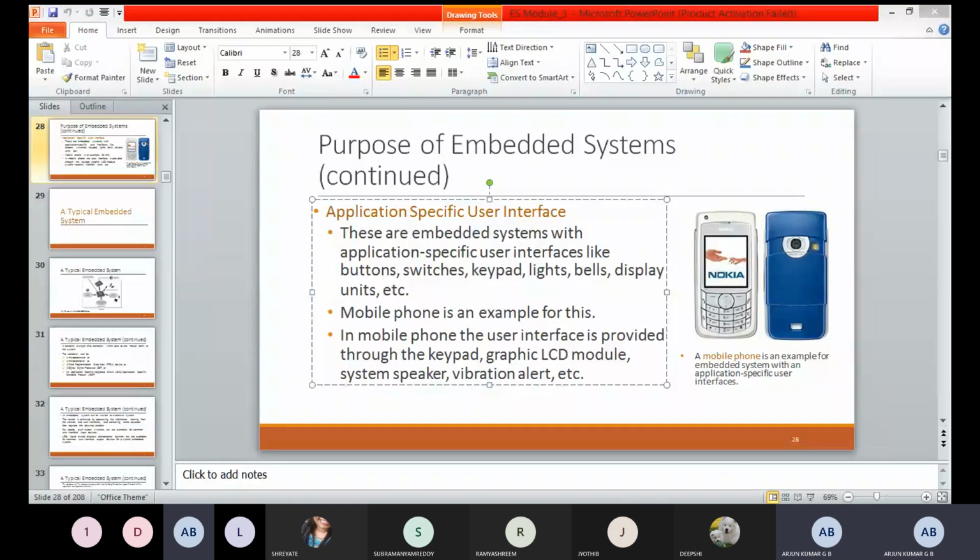Here also they can use the embedded system. A good example is the mobile phone, an embedded system with an application specific user interface. We can see any other applications.